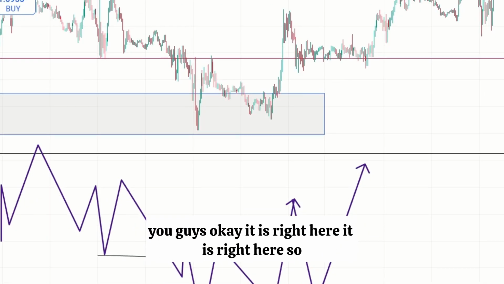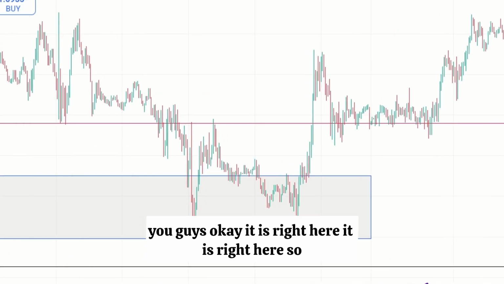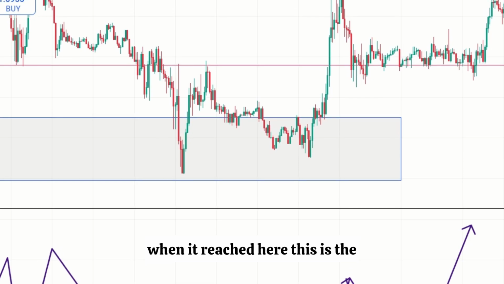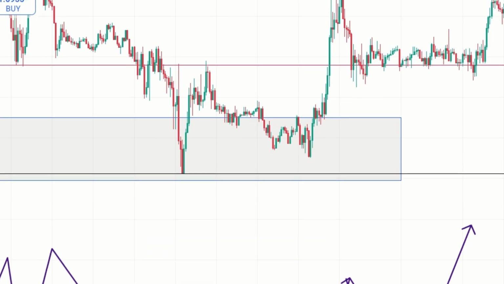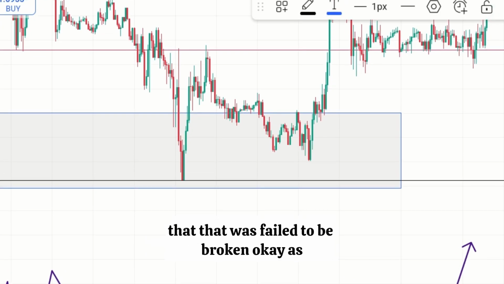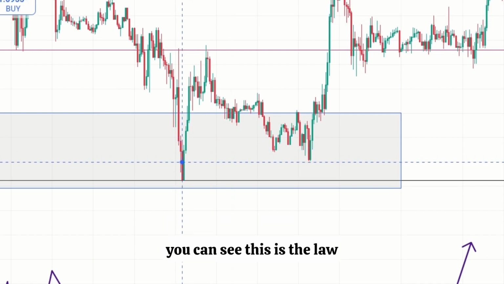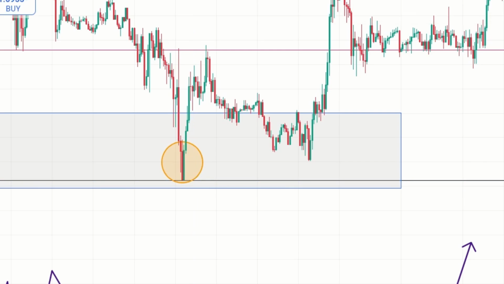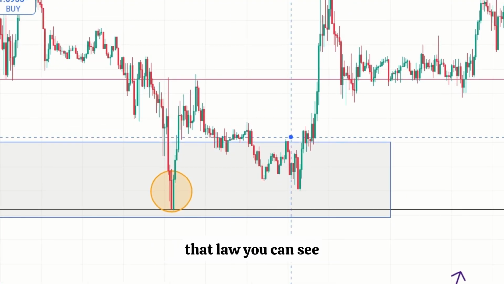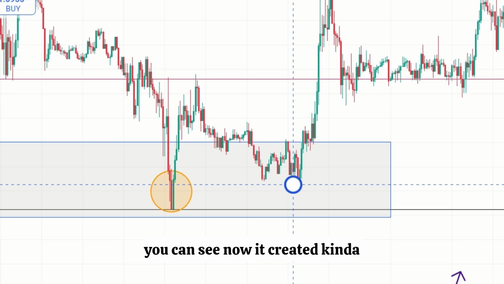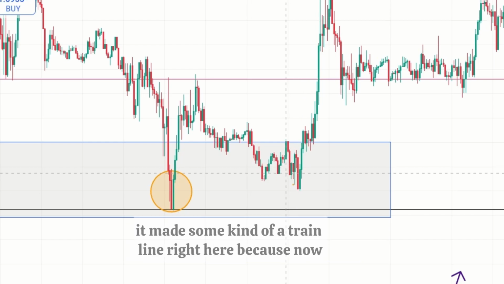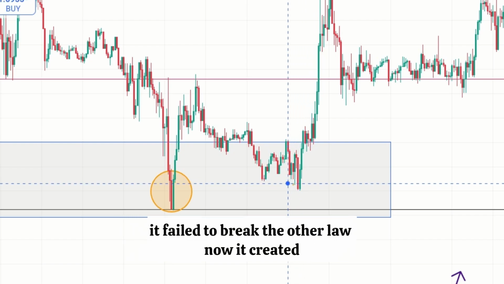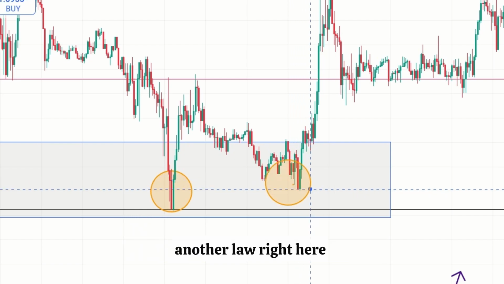Let me show you guys. It is right here. When it reached here, this is the low right here that was failed to be broken. Then after failing to break that low, you can see it made some kind of a trend line right here, because it failed to break the other low. Now it created another low right here.